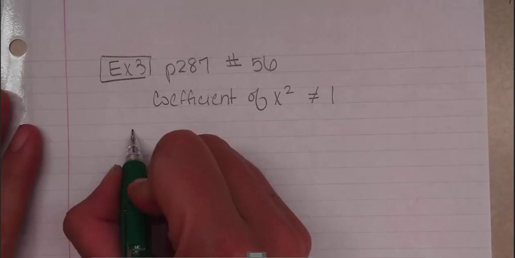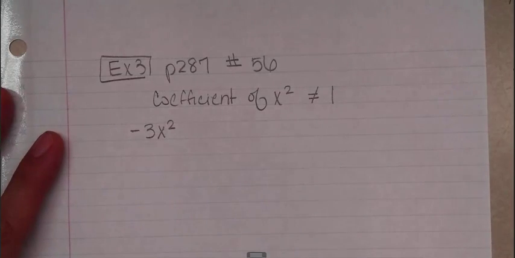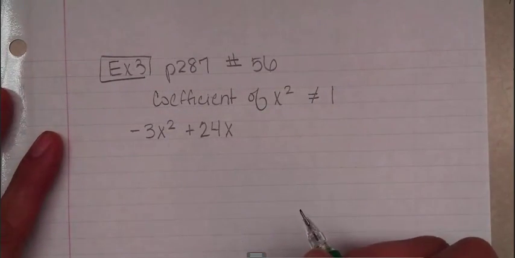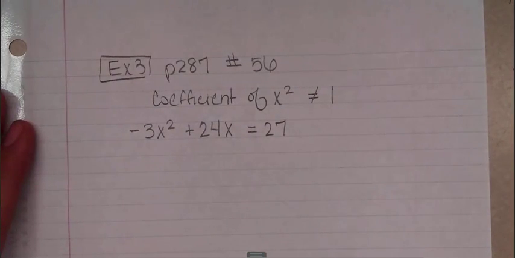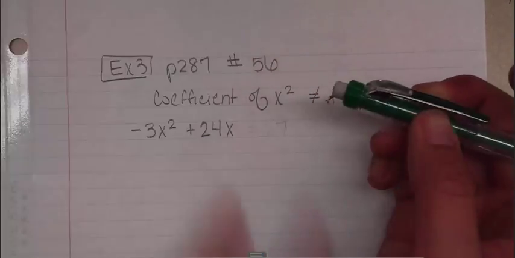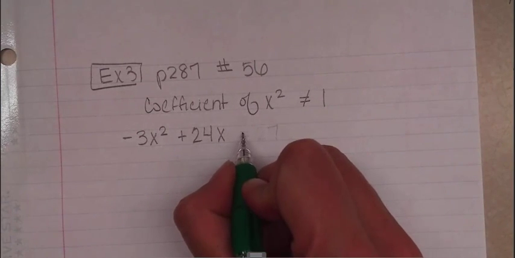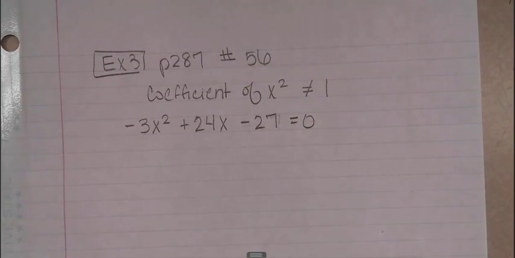So our example that we're doing is negative 3x squared plus 24x equals 27. I think I'm going to change this up a little just to make it have a few more steps to it. So I'm going to say instead of equals 27, I'm going to say minus 27 equals 0. Let's do that. I think you'll like this better.